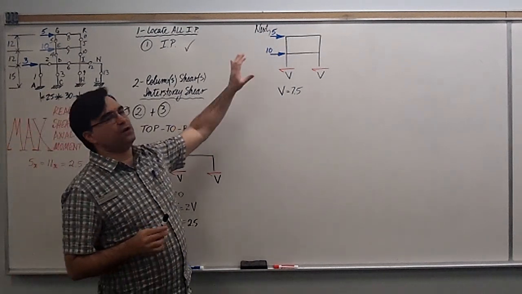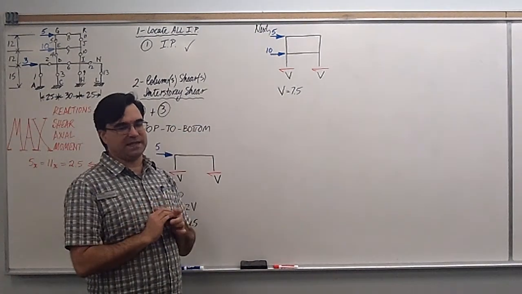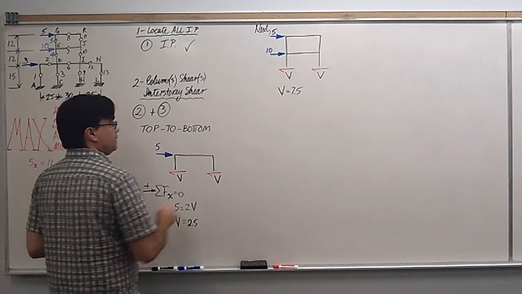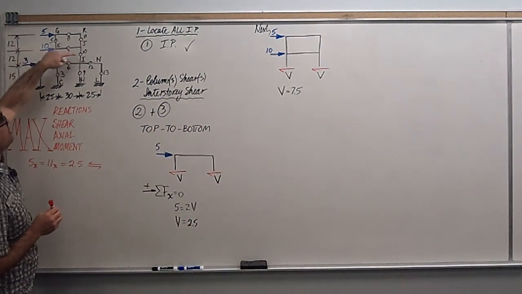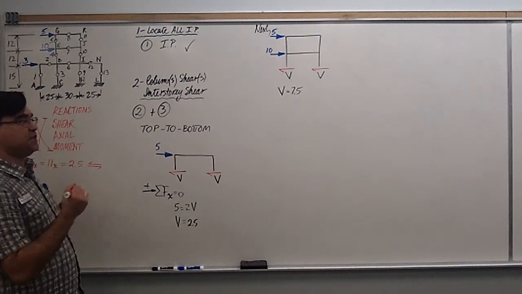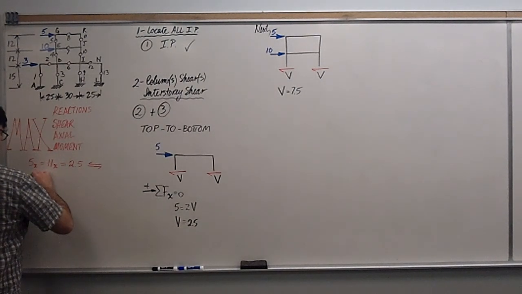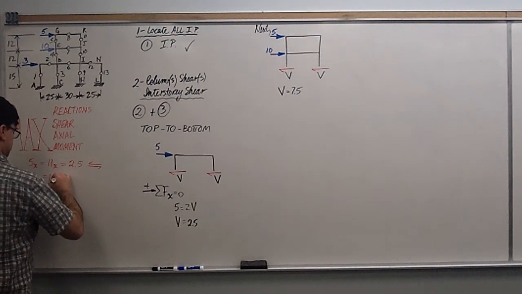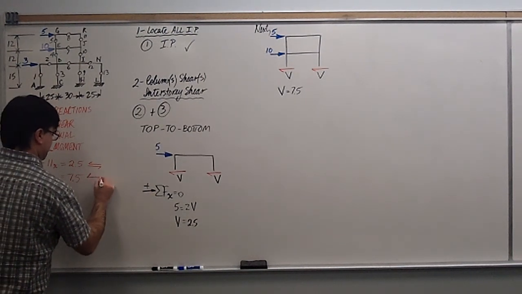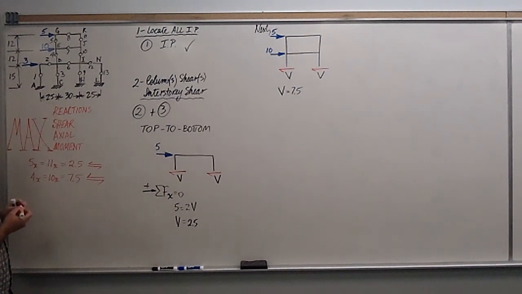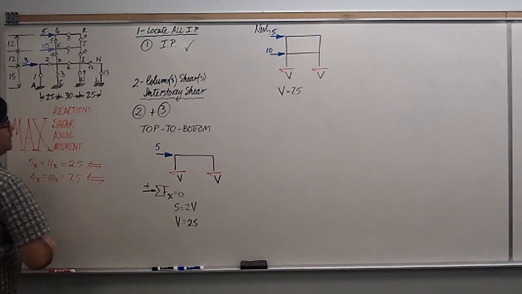I'm okay if you write out the full solution too. I'm okay with that. So now that we know that that's 7.5, I'm going to remind myself that 4x and 10x are 7.5. And the shear is in this direction.